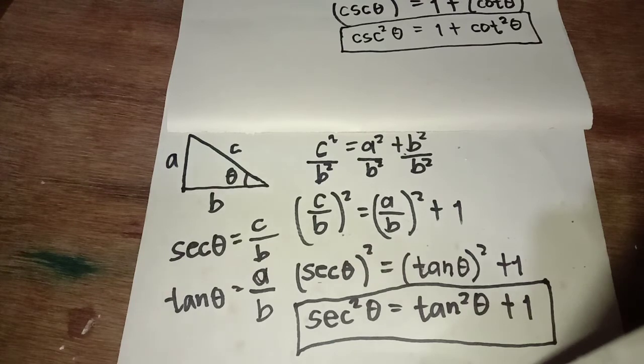Now, sa next video natin, i-derive naman natin yung co-function identities. So, ngayon, tapos na tayo sa pag-derive ng Pythagorean Identities.